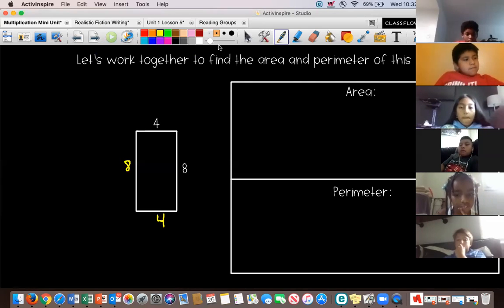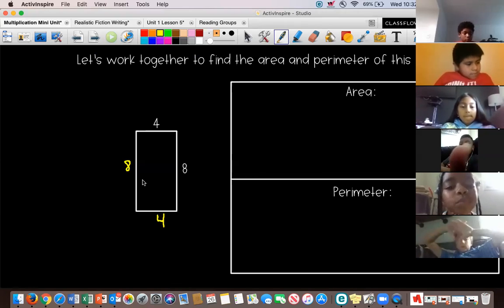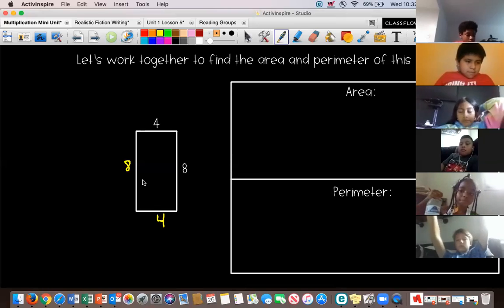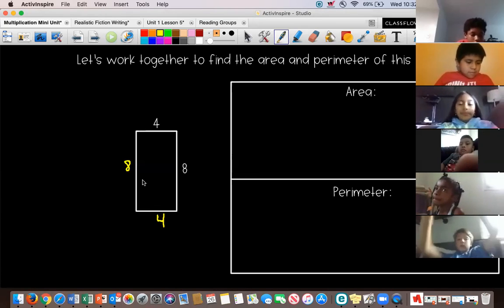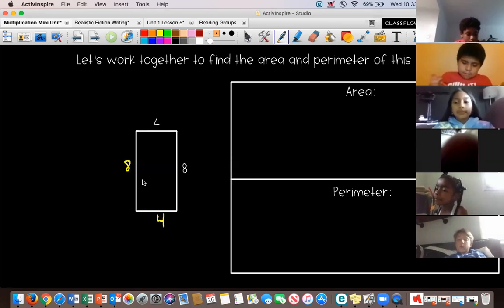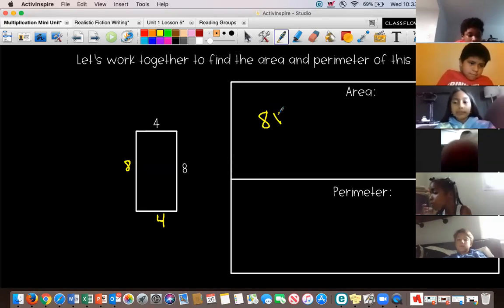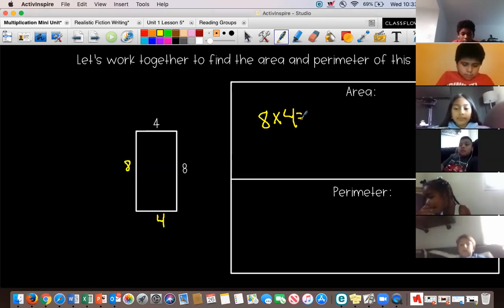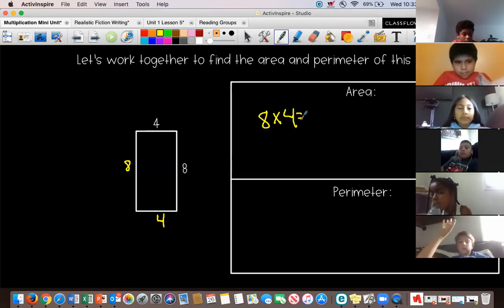So going back to this one, what are we going to do to find the area of the rectangle we see? CJ. Multiply the length and the width. Yep. What's the length and the width? What two numbers are we going to multiply? 8 and 4. Yep. So we're going to do 8 times 4. Anybody know that math fact off the top of your head? Me. What is it?